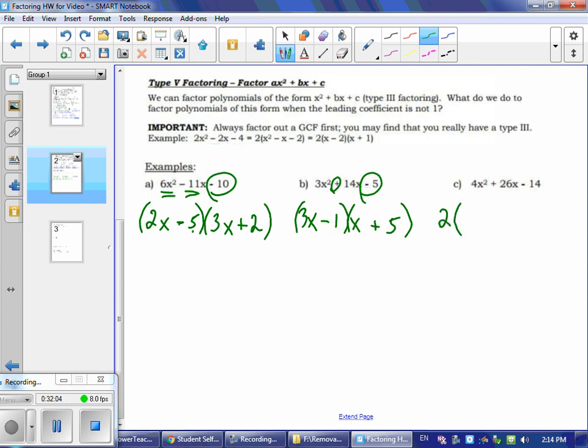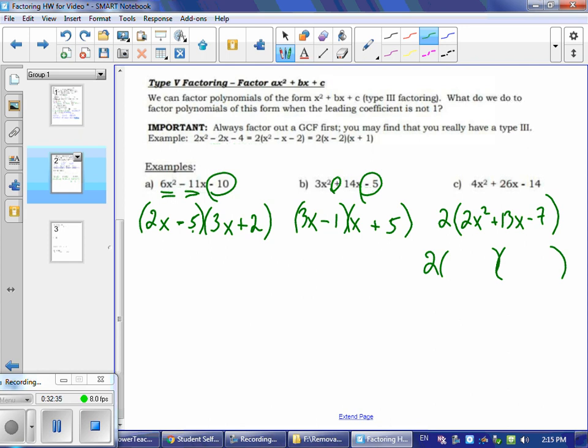So factoring a 2 out is going to leave a 2x squared. Factoring a 2 out of the 26x is going to leave plus 13x. And then again, 2 times what would give me the negative 14? That would be a minus 7. And that actually helps if we're going to try and factor this thing further. It may or may not. We'll have to see. If it does, it's going to look like this.